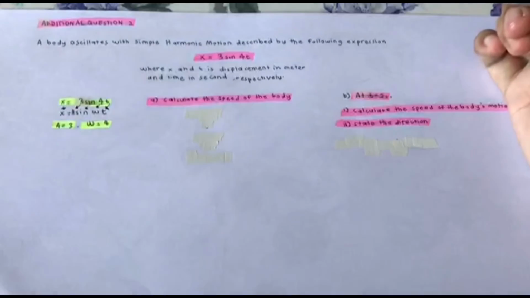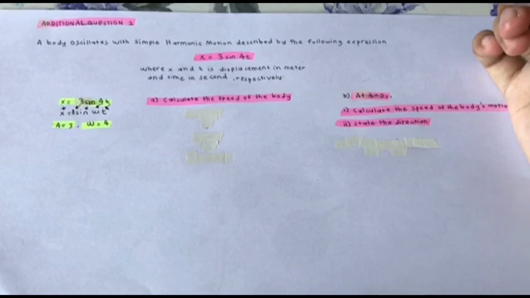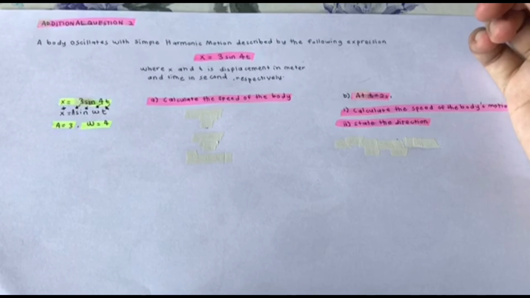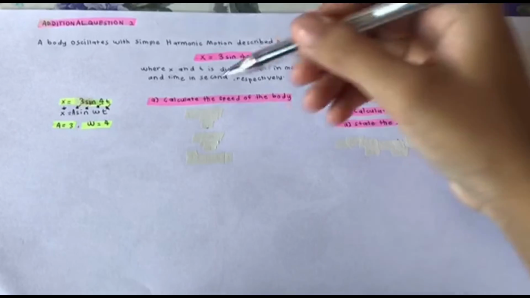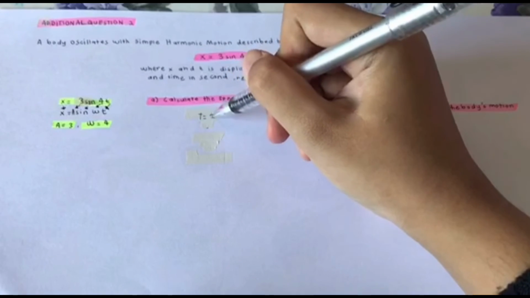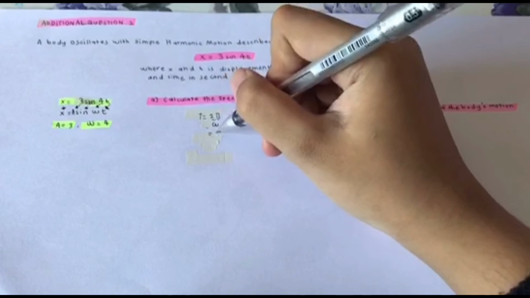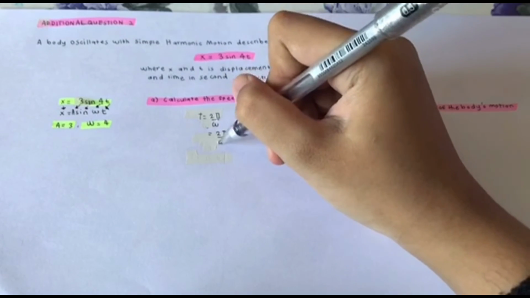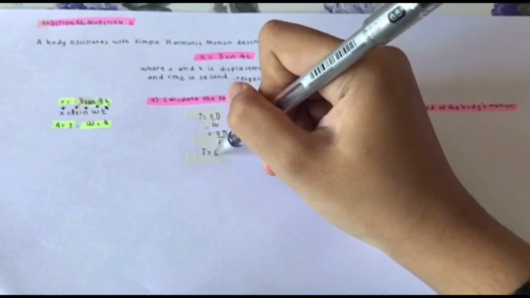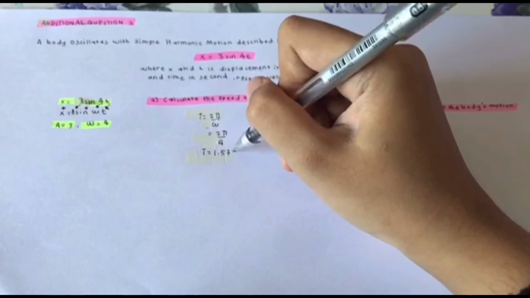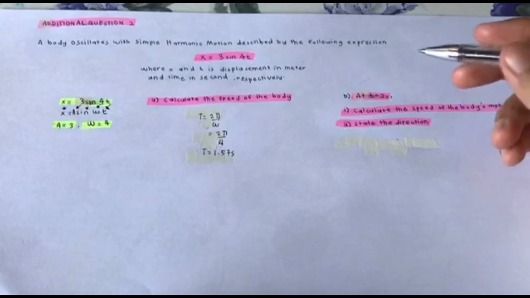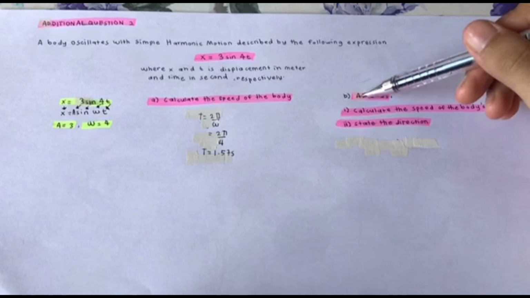So for the first question, calculate the period of the body. So we use formula T equals to 2 pi over omega. Then we substitute the omega value, which is 4, and we get T equals to 1.57 seconds. So for the B equation, at t equals to 2 seconds. So first question, calculate the speed of the body motion.